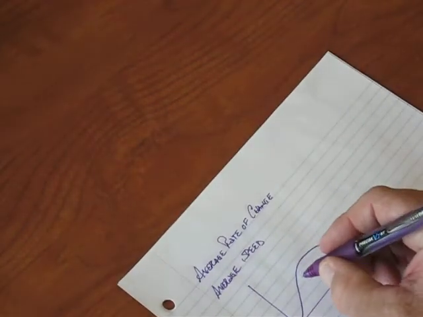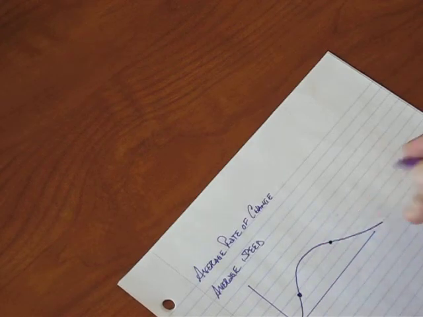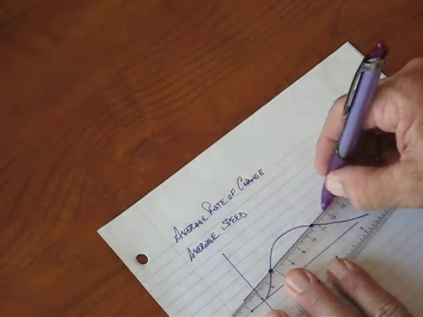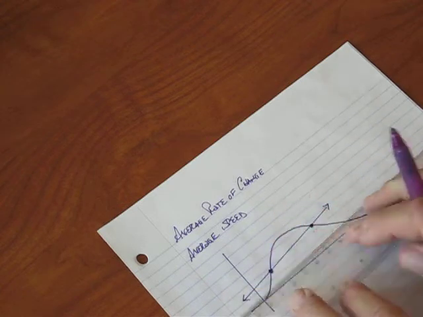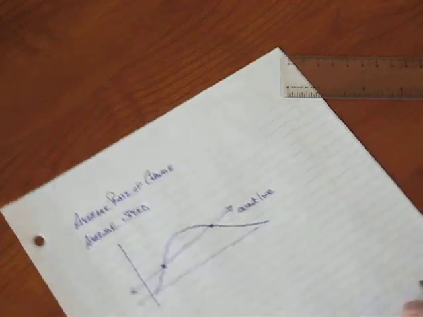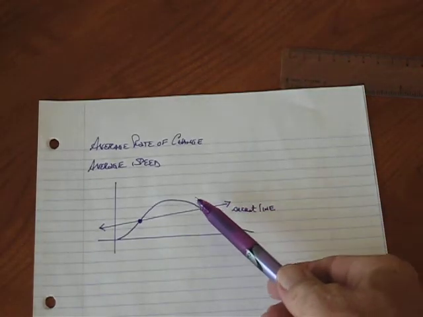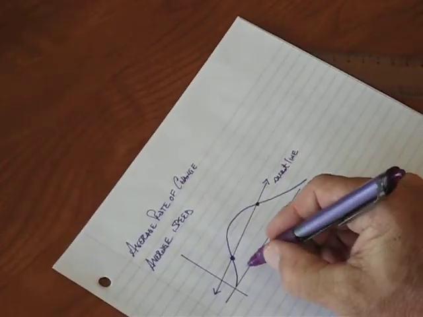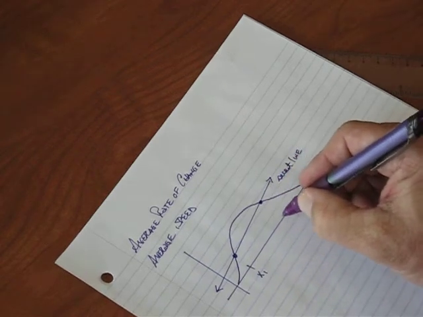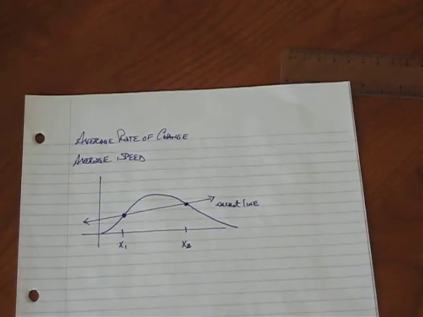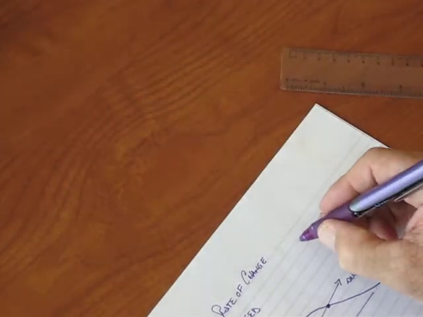Well, average rate of change, and this is what the app does for me every quarter of a kilometer, is it takes a secant line over a couple of points, and it averages the speed over this interval of domain from this value to this value. Really what it's doing is calculating the slope of that line.